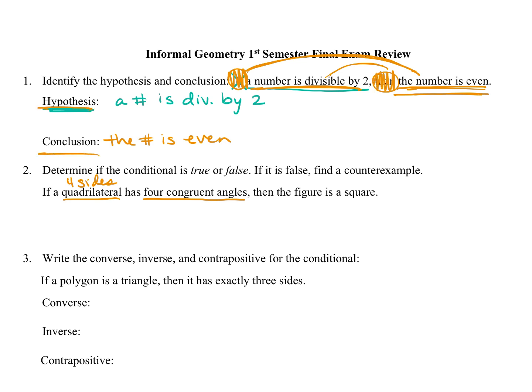Okay, so if a 4-sided figure has 4 congruent angles, does it have to be a square? No. Why not? Because there are rectangles. So if this is true or false, this would be false. And then it says find a counterexample, so your counterexample would be a rectangle, right?